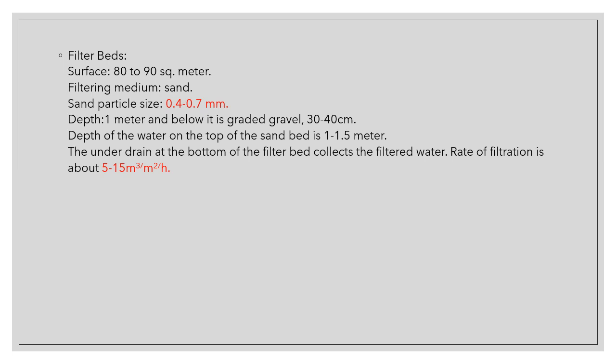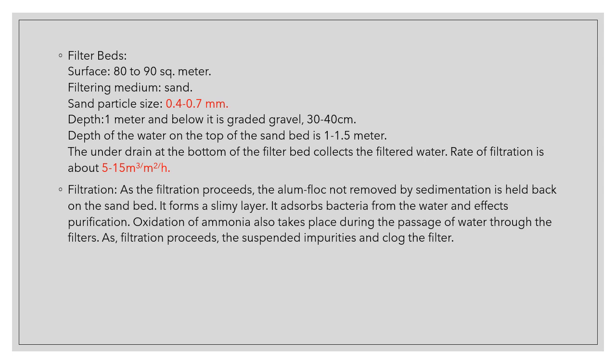And the difference that you have to note here is that the rate of filtration is 5 to 15 cubic meter per meter square per hour of water, which is faster than the slow sand filter, thus giving it the name rapid sand filter. The filtration process proceeds, and what happens is that the alum floc that was not removed by sedimentation is held back on the sand bed. This is going to form a slimy layer. This slimy layer is going to absorb bacteria from the water, and this would affect the purification process. The oxidation of ammonia also takes place during the passage of water through the filters.